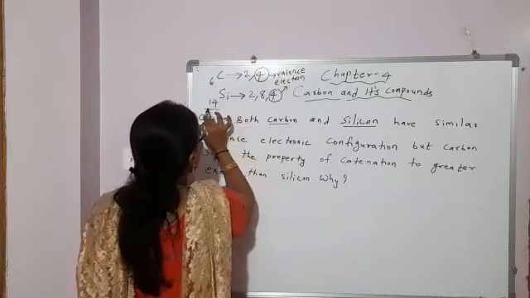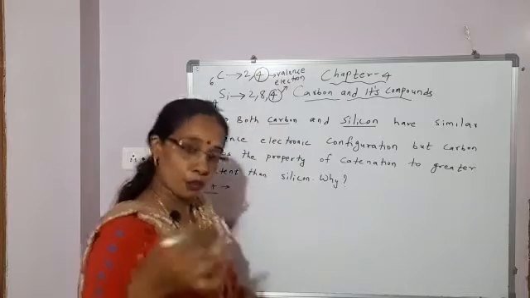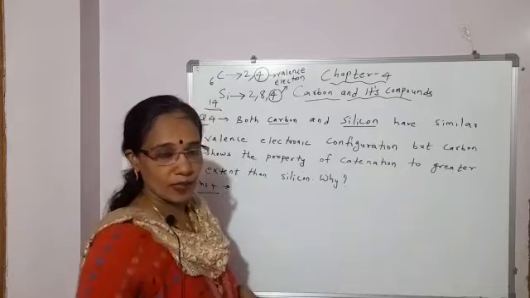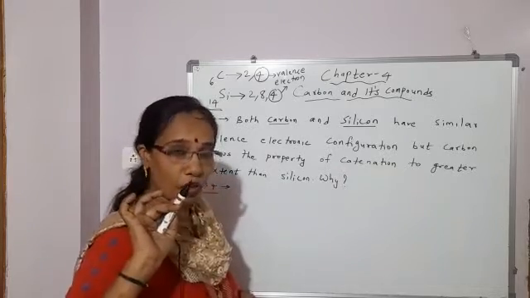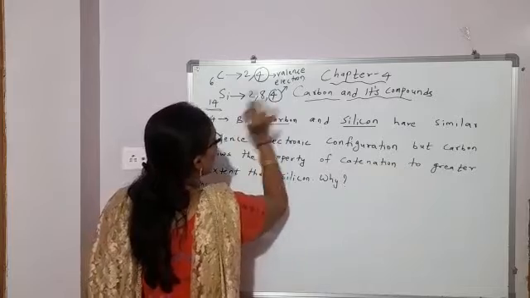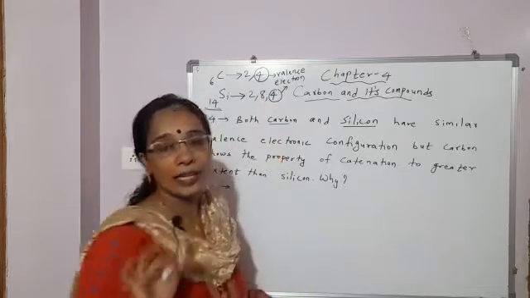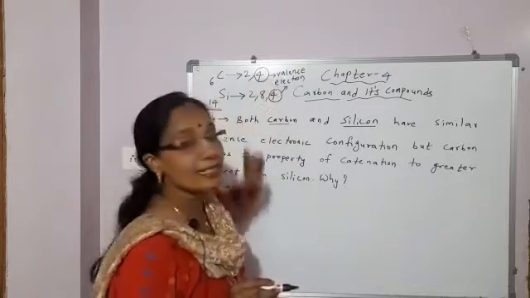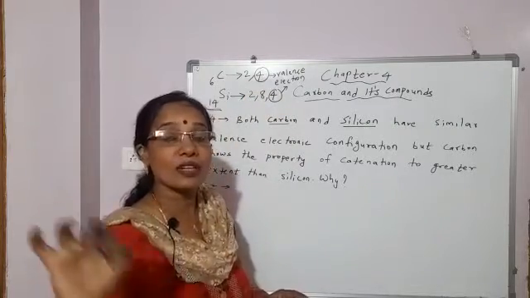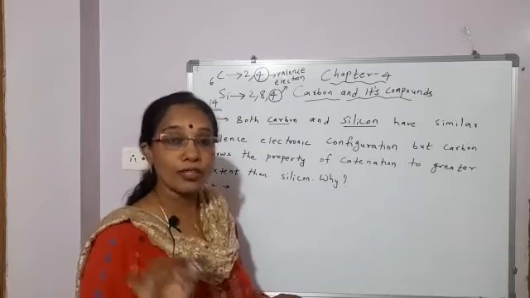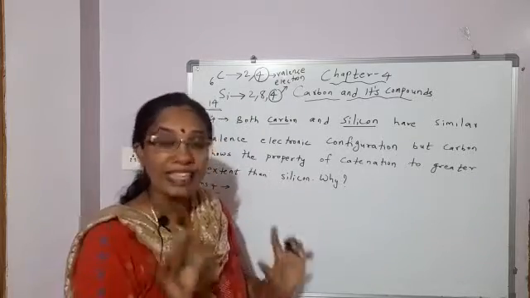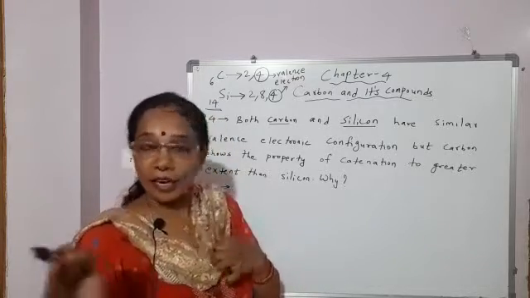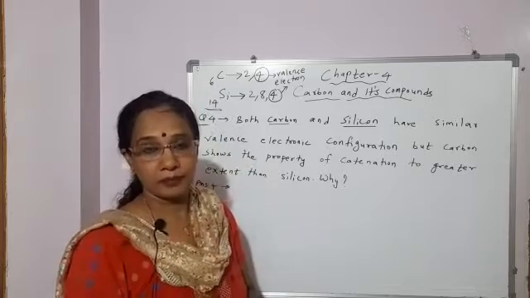And silicon, what is the atomic number? 14. So protons 14, electrons 14. Distribute those 14 electrons in different shells, and that will be the electronic configuration. So 2, 8, 4. Outermost, how many? 4 electrons. So both carbon and silicon have the same valence electrons. They have similar valence electronic configuration. The number of electrons in the outermost shell is the same. And both show the property of catenation, self-linking.